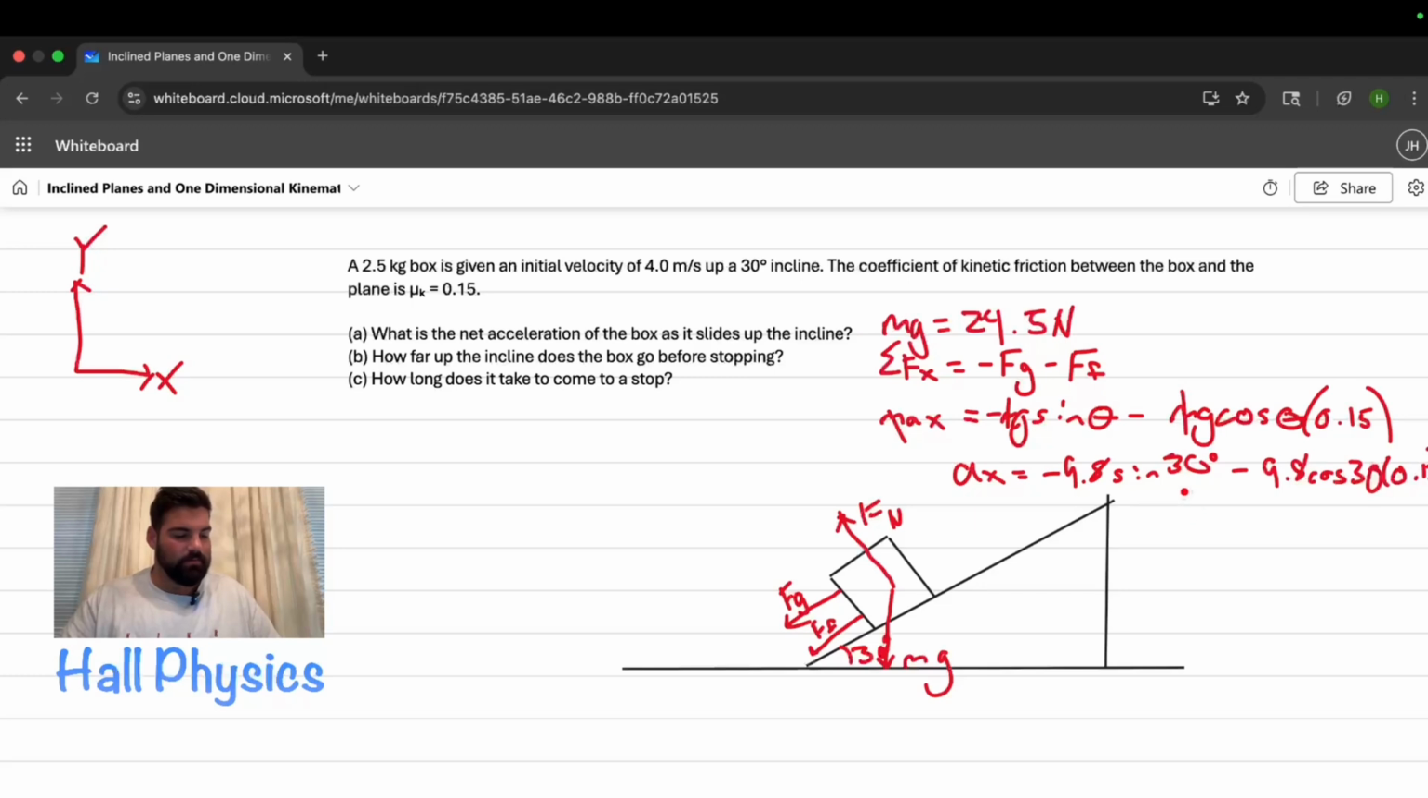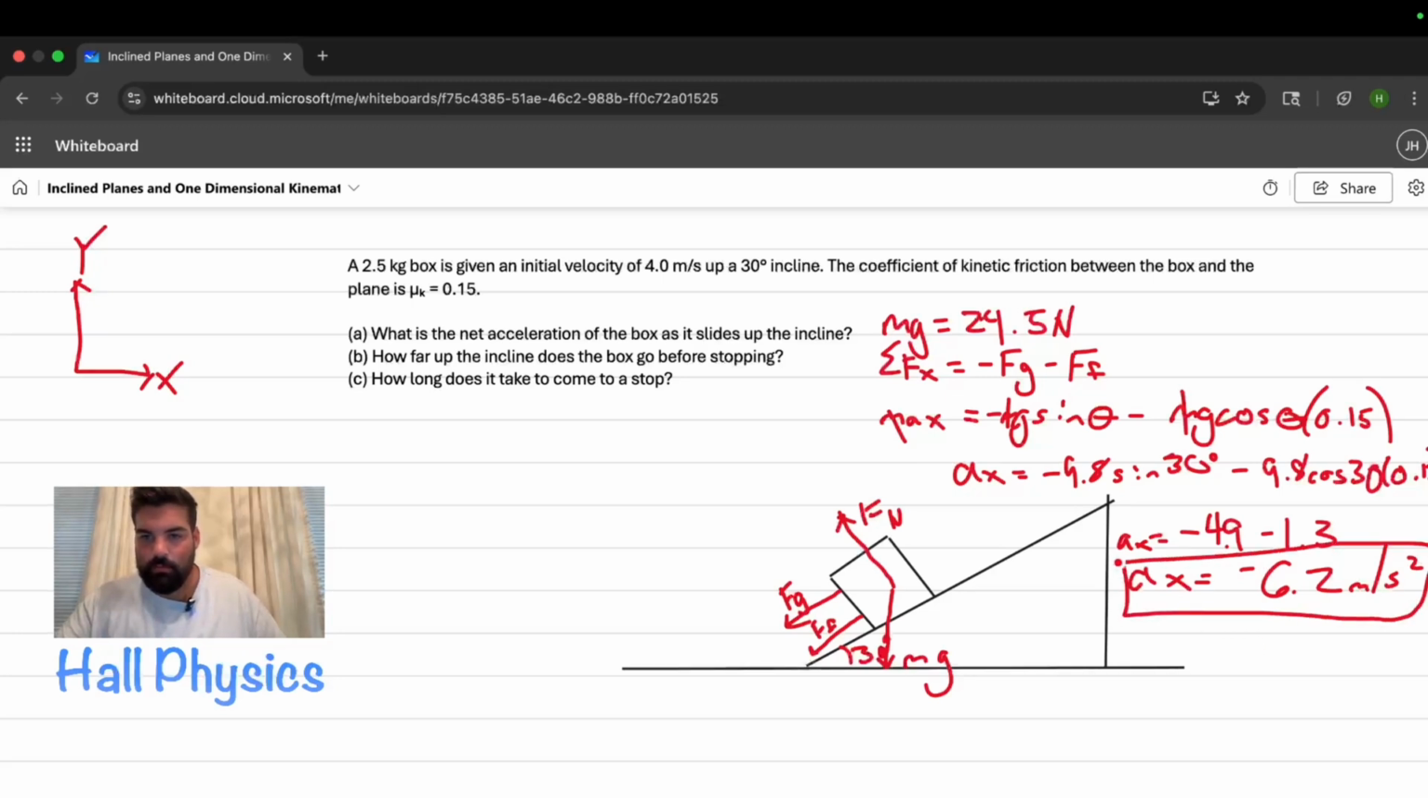We just plug all those numbers in. You get negative 4.9 minus negative 1.3, so just minus 1.3. When you plug these two variables into your calculator, we are left with the acceleration in the x direction is going to be negative 6.2 meters per second squared. So that is the answer to part A.